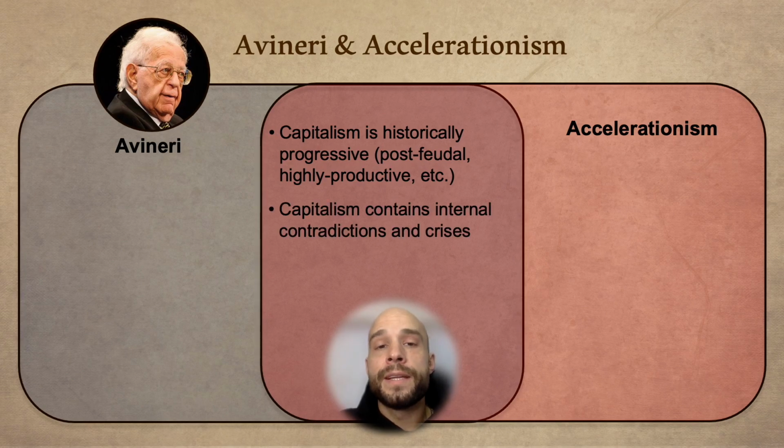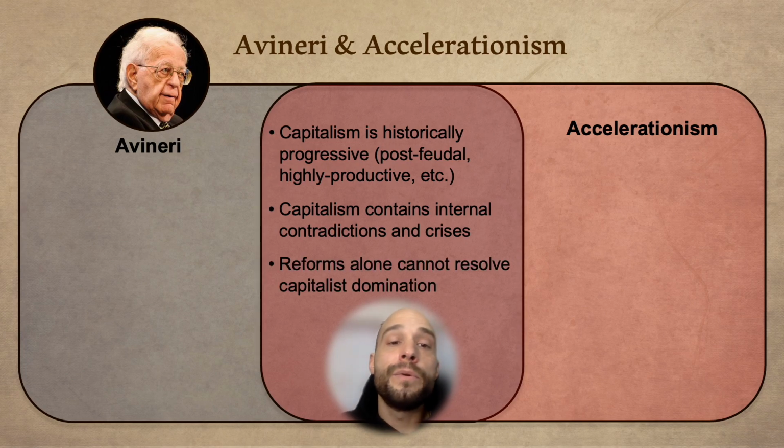Second, both agree that capitalism is internally contradictory. It's not an end state. Its own logic generates crises, economic, social, and political, that demand resolution in a new form of society. Capitalism is not the end of history, as some like to say. Third, both reject reforms as an end goal. Welfare, labor protections, or regulation alone cannot resolve capitalism's contradictions. Transformation must go beyond patching the system.